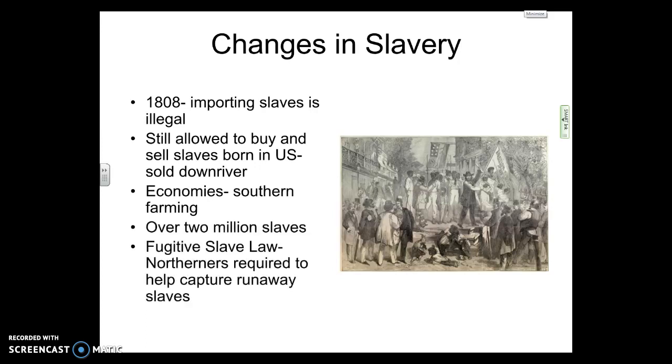And there's this fugitive slave law that existed since 1793, and it was revised and strengthened in 1820 and 1850, that Northerners are required to help capture runaway slaves and bring them home. So just leaving the slave states does not necessarily mean you are out of slavery.